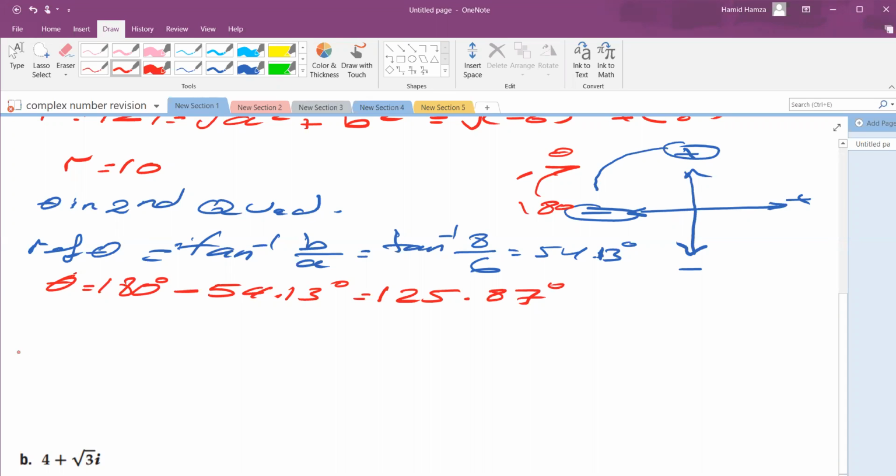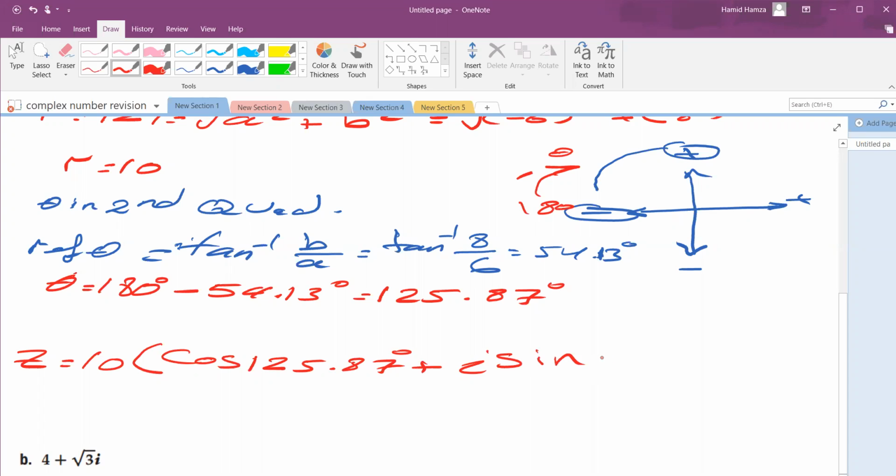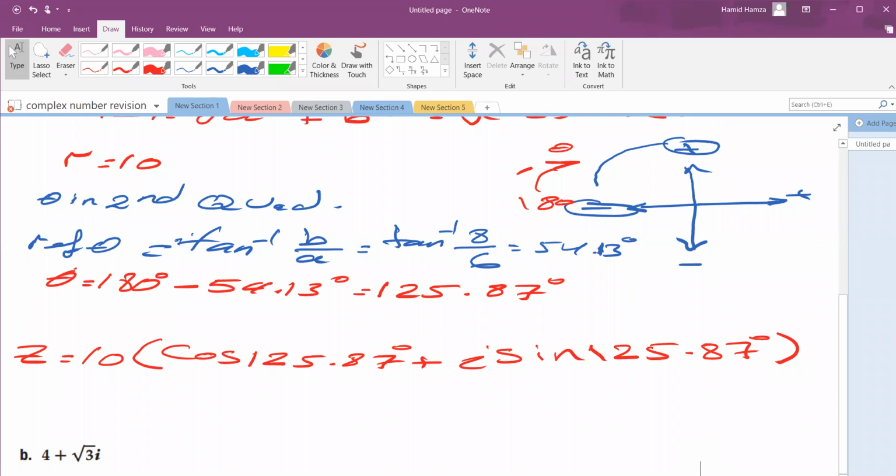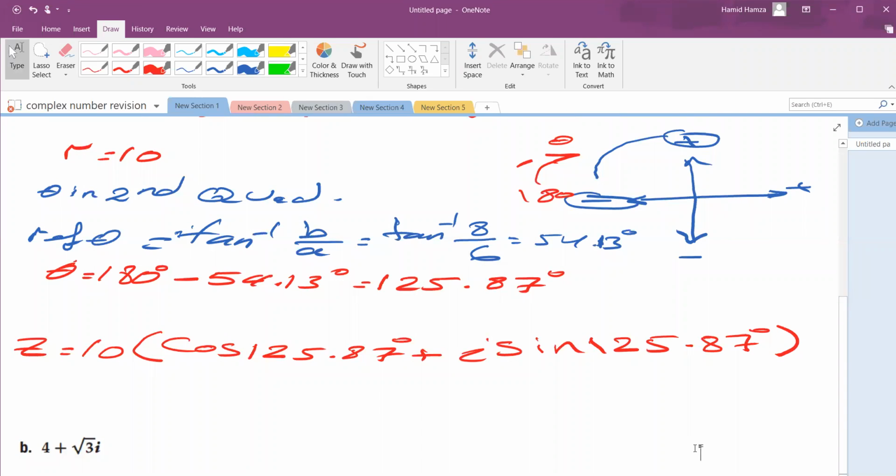That means this number, in polar form, will be like this: 10 cosine theta, which in this case is 125.87 degrees, plus i sine 125.87 degrees. So this is the number in polar form.